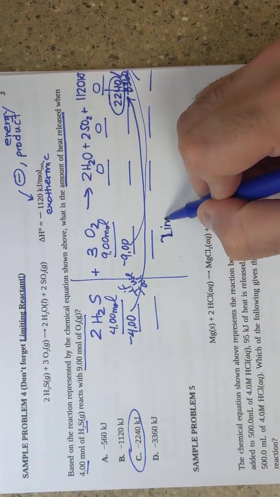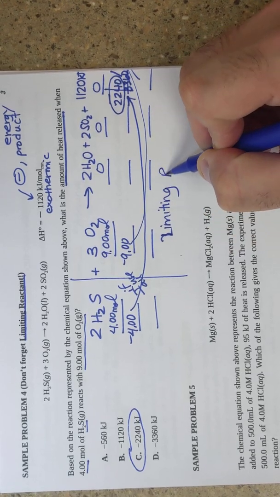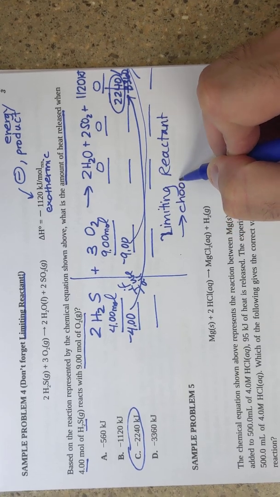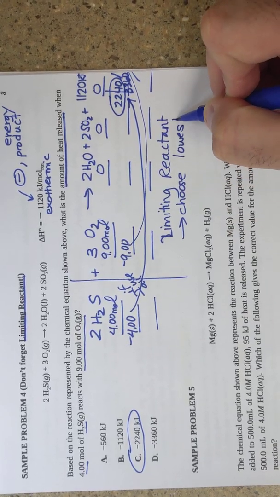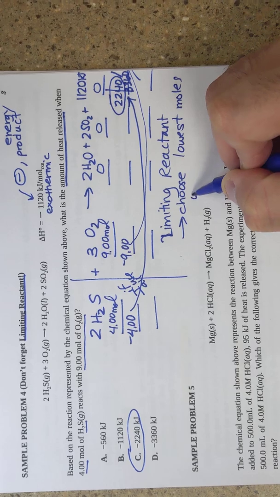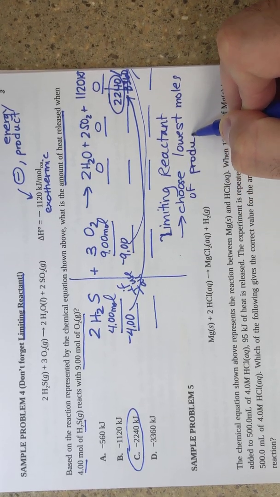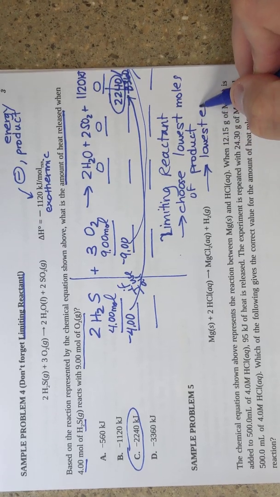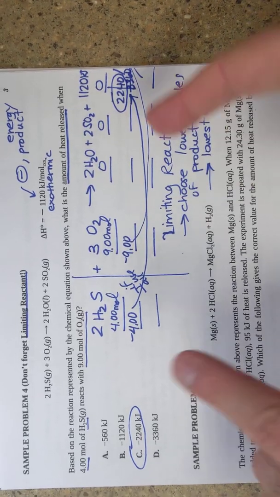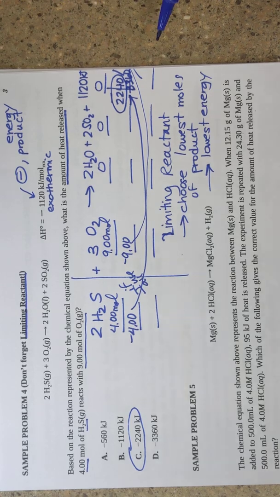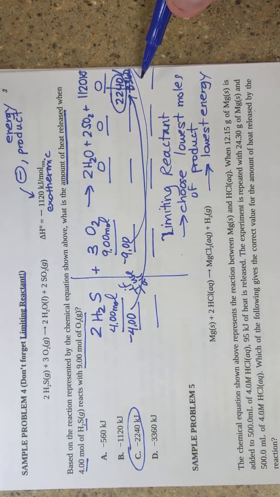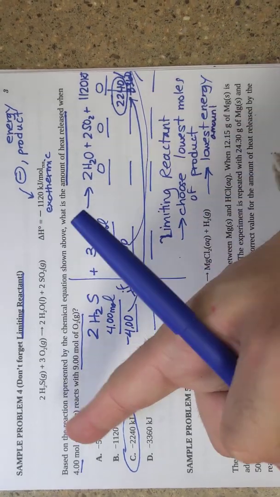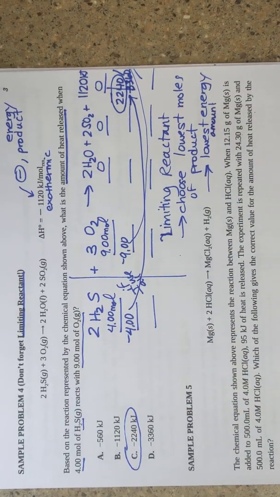For a limiting reactant problem, you choose the lowest moles of product. In this case, the lowest energy I choose. So you do both mole to mole ratio. I choose my lowest moles, or my lowest amount of product, lowest amount of energy, and that's going to be how much energy comes out of this reaction because it's limiting.